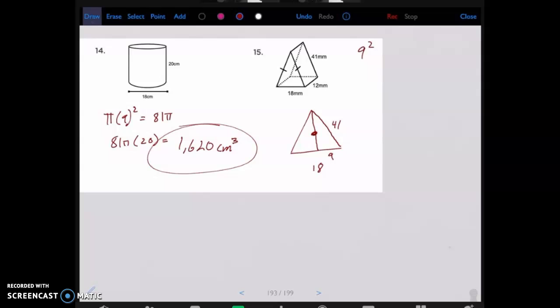I think I said 90. It should be 9 squared plus x squared equals 41 squared. We know this is going to be a 40. So area of the base is going to be 1/2 times 18 times 40, which gives me 360. And then we take that, that's the area of the base, and we multiply by the depth, which is 12. 4,320 millimeters cubed.